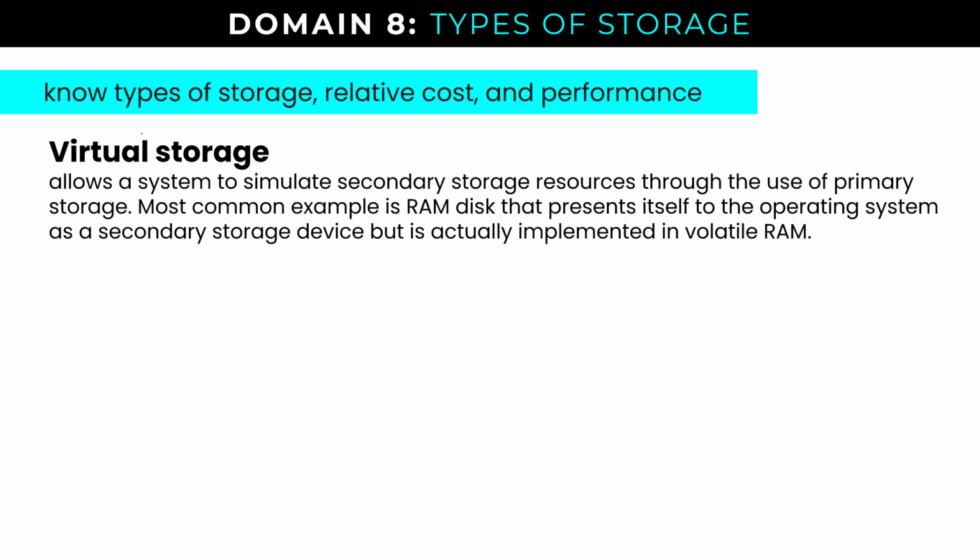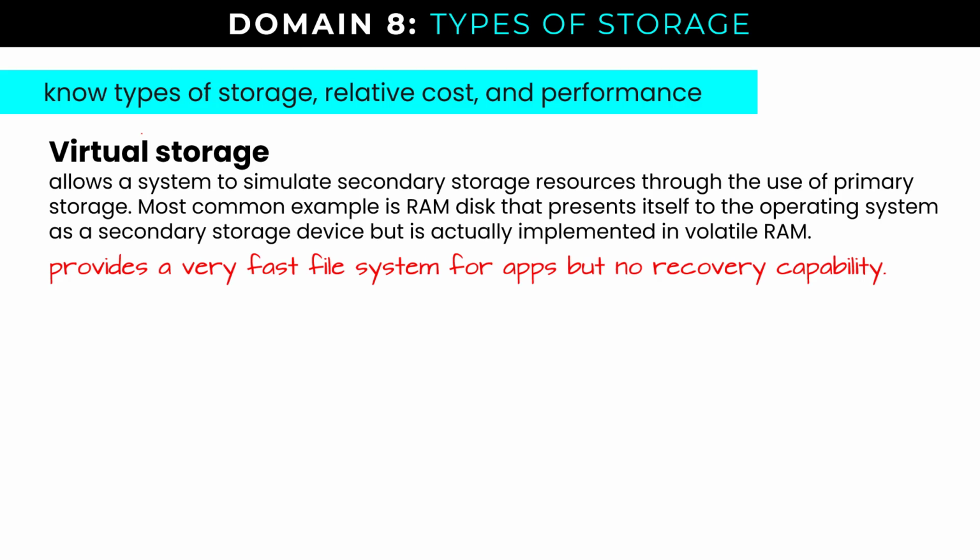So what happens in this case is what we call a RAM disk is a great example. It provides a very fast file system for apps, but no recovery capability because it's simulating a disk. It's simulating disk storage in memory, but it allows us to perform a file system type operation very quickly. It just doesn't have recovery capability because it's sitting in volatile media.